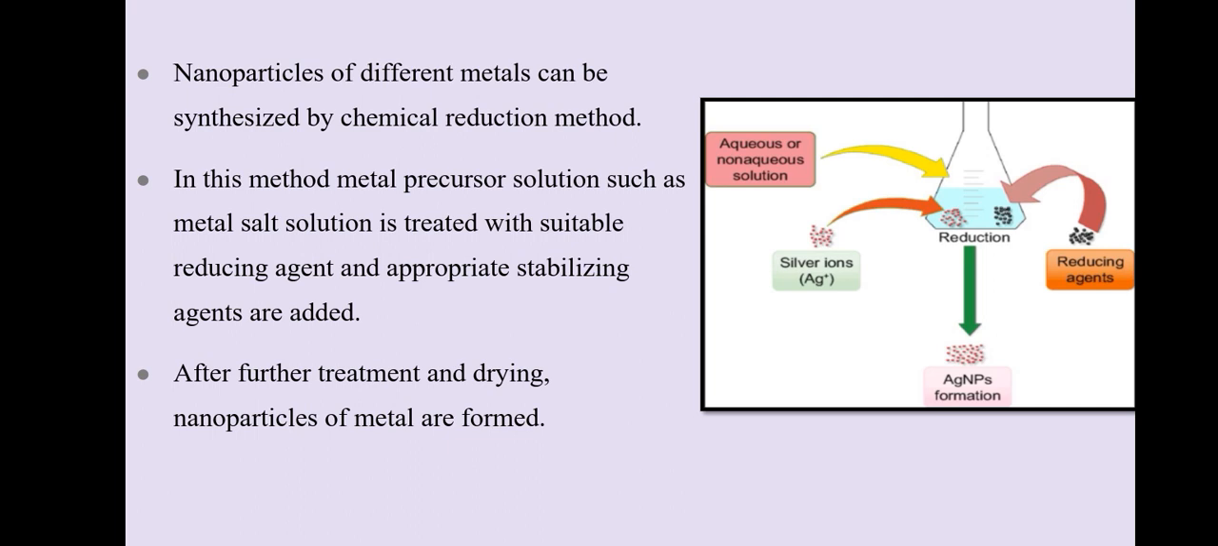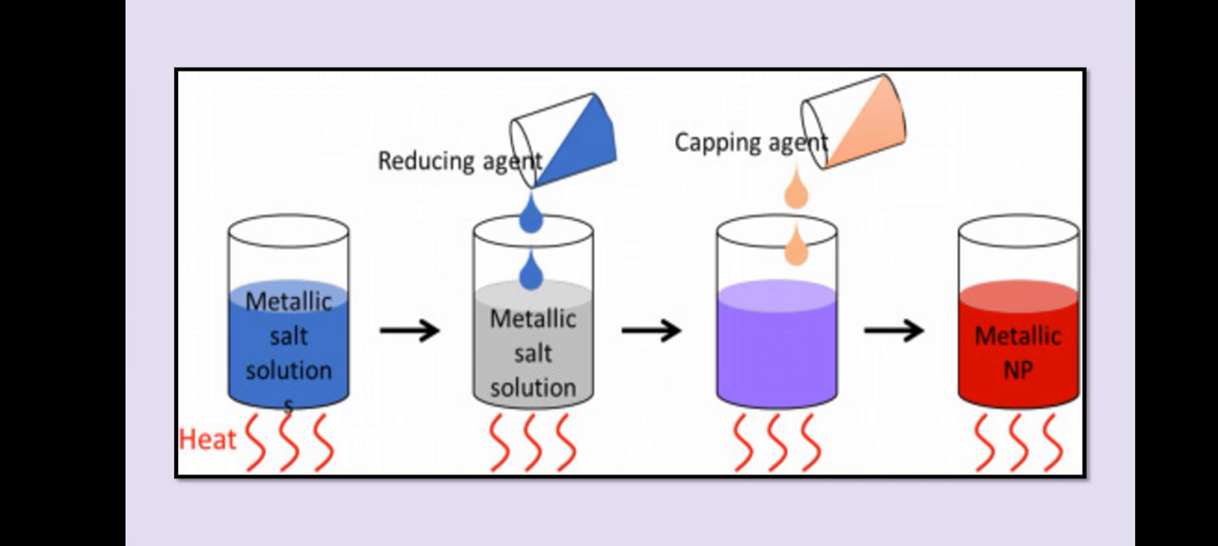Nanoparticles of different metals can be synthesized by the chemical reduction method. In this method, a metal precursor solution such as a metal salt solution is treated with a suitable reducing agent, then appropriate stabilizing agents are added. After further treatment and drying, nanoparticles of metals are formed. These steps are exactly shown in this diagram.